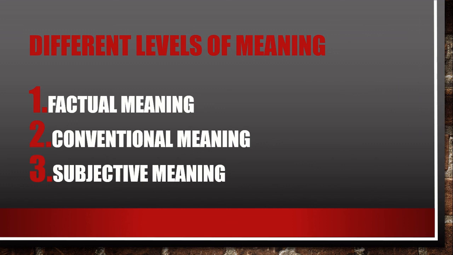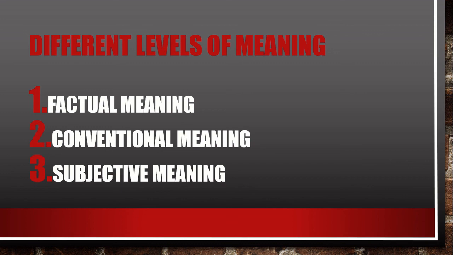So we have here different levels of meaning. A subject matter has three different levels of meaning. First, factual meaning, a literal meaning or the narrative content in the work which can be directly apprehended because the objects presented are easily recognized. Examples are stones, river, house, and so on.